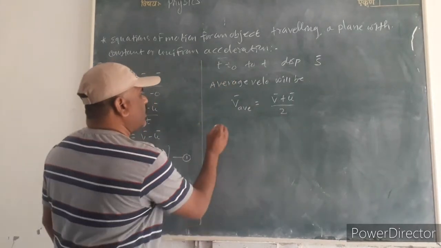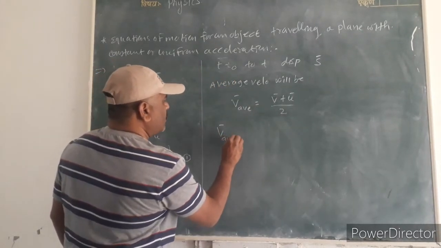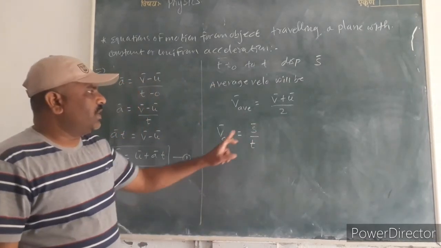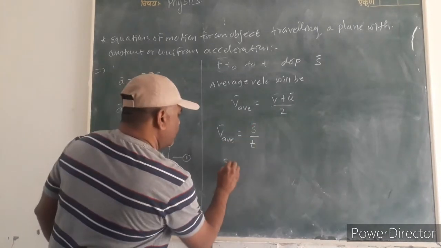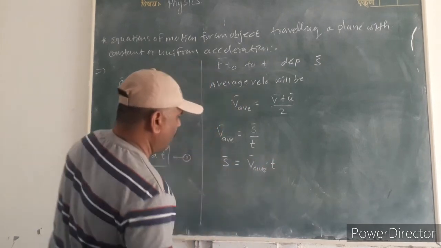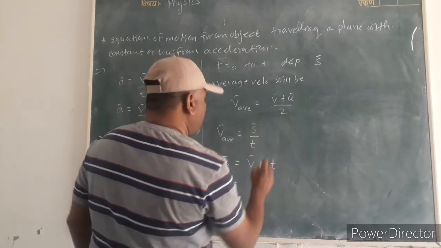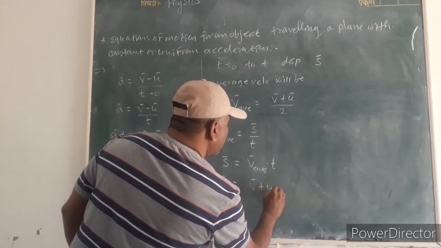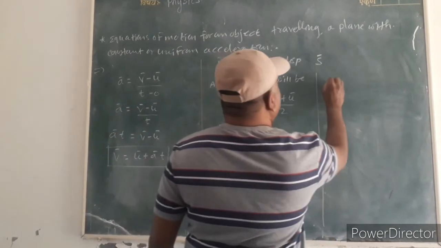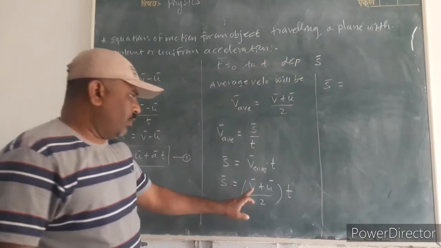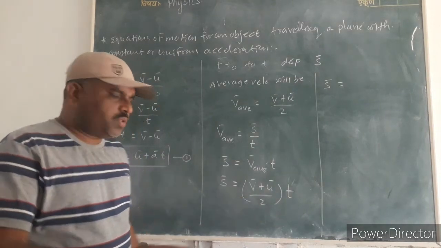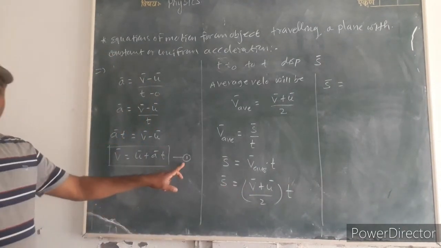And also the definition of average velocity is nothing but displacement upon time. Velocity is equal to displacement upon time. Therefore, displacement s bar is equal to v bar average into t, or s bar is equal to v bar plus u bar upon 2 into t. But we use the value of v bar from equation 1.